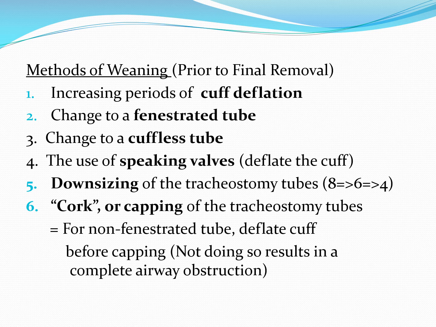That cuff may remain inflated, even though they're spontaneously breathing. But there would be increasing periods of cuff deflation. There would probably be a transition to a fenestrated tube, one that has, if you will, a patency that allows the patient to actually breathe through that hole. The air, taking the path of least resistance, would normally go through the tracheostomy tube. But with a fenestration, it can then go upwards through the vocal cords, so that the patient can conceivably speak, but certainly can ventilate through their upper airway.